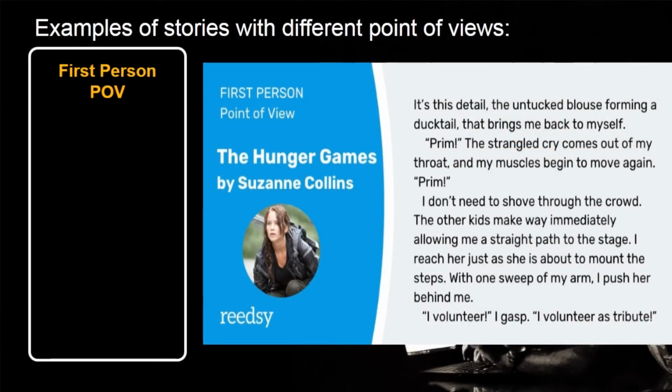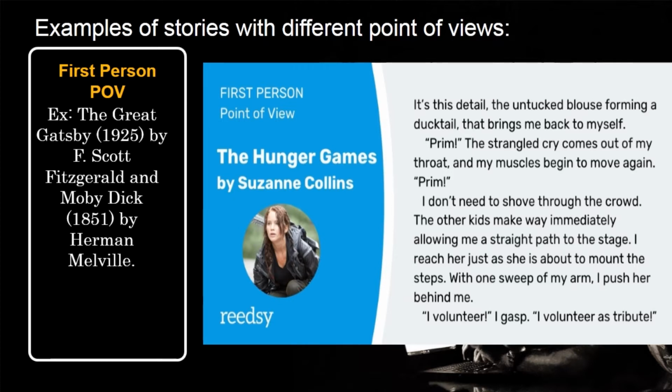First-person point of view is the most widely used point of view in literature. Examples of stories wherein the authors used first-person point of view are The Great Gatsby by F. Scott Fitzgerald and Moby Dick by Herman Melville, as well as Hunger Games, which is one of the latest books to top the charts.